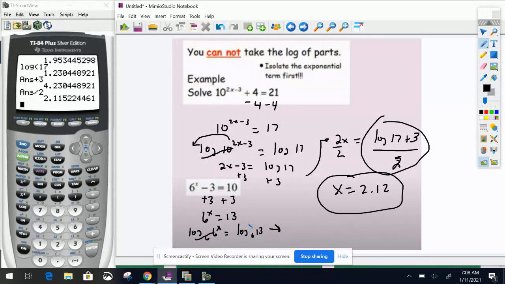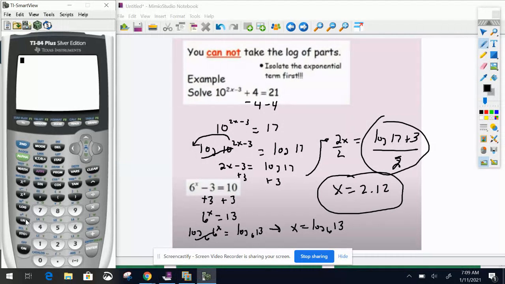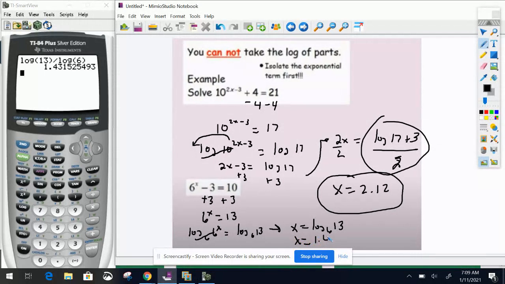Okay, well, what happens? If this whole thing cancels, I am left with just an x because x isn't being added or subtracted anything like it is up here. And I get x is equal to log base 6 of 13. I just enter that into the calculator. Log of 13, using the change of base, divided by log of 6. The base always goes on the bottom of the fraction. Hit equals, and you get x is equal to 1.43.